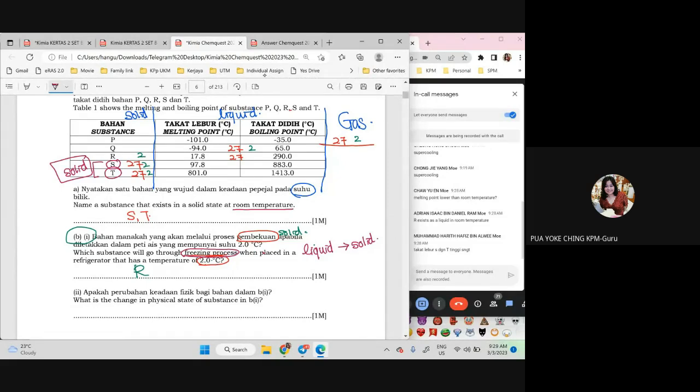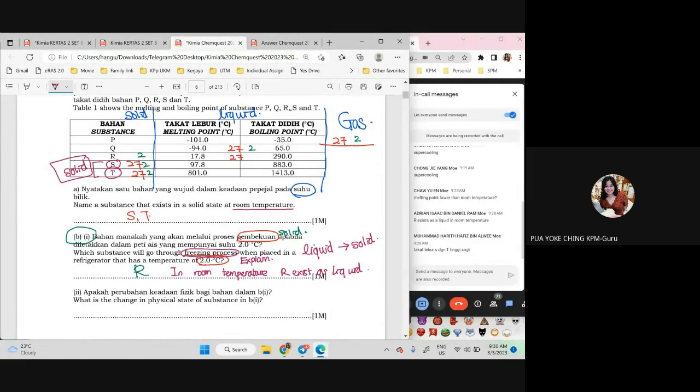Kalau soalan B1 ask you explain why you choose R, you kena sebut in room temperature R axis and liquid. Okay. S dan T tak boleh dipilih sebab mereka sudah dalam bentuk solid. That's why I kata soalan ini a bit interesting. Okay, not a normal questions kalau keluar yang ni lah.